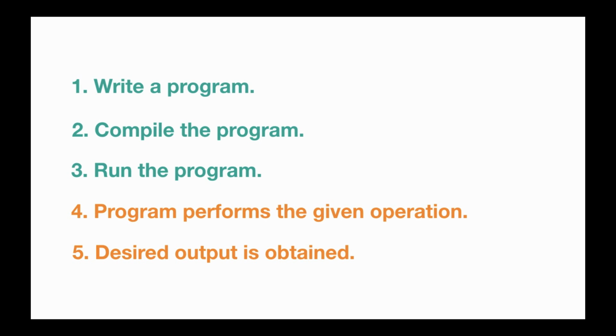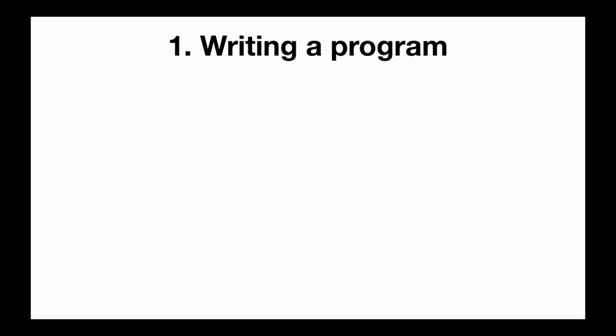I'm going to go through each of these steps and explain each of them briefly. The first step, writing a program, is simple. There are numerous programming languages to write code, like Java, Python, JavaScript, PHP, Ruby, R, C, C++, C Sharp, and there are literally many programming languages available, open source, which means free to use, which you can use to write your code or your program.